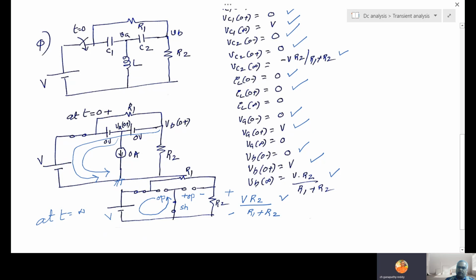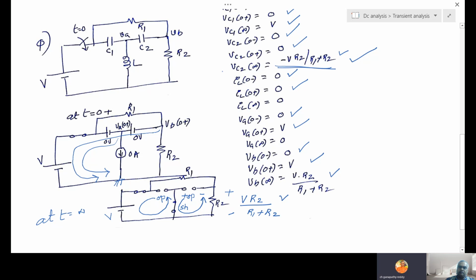Now VB infinite is done, but VC2 infinite. So start at positive, go to negative. And this voltage anyway 0. This voltage anyway 0. But here you are going from minus to plus, na? Minus to plus means minus. Therefore, what is VC2 infinite? VC2 infinite is this: minus V into R2 by R1 plus R2.